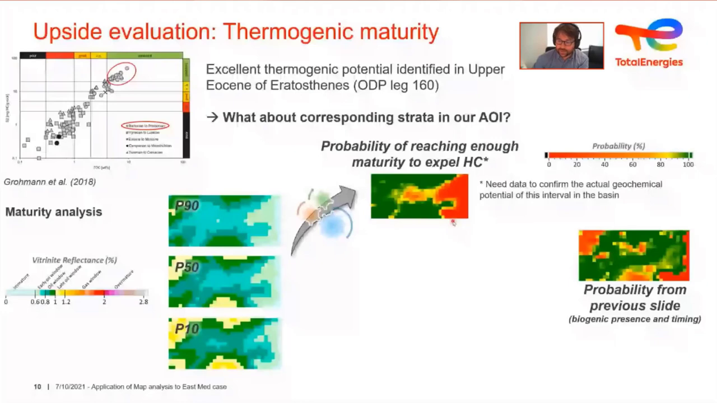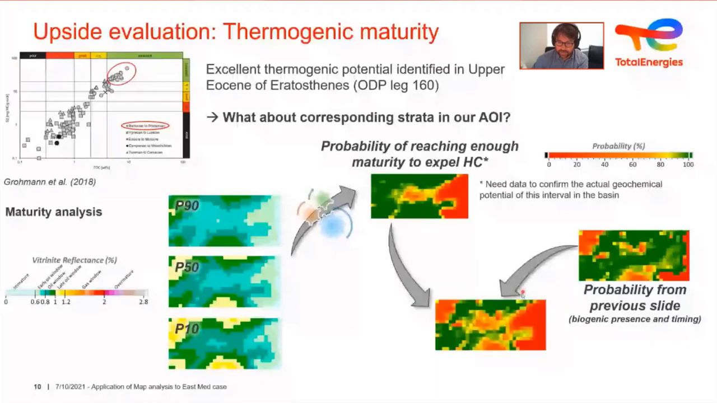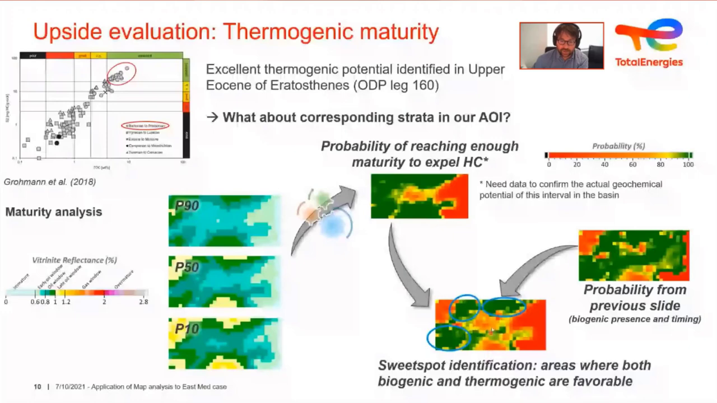And finally, if we want to define some best prospectivity areas, we can combine this analysis for this deep layer with the analysis we did on the biogenic system. Here you have the results from the previous slide, both the timing and the presence. If you combine that, you have this resulting map, and we can evidence several sweet spot areas where both biogenic and thermogenic systems are favorable.